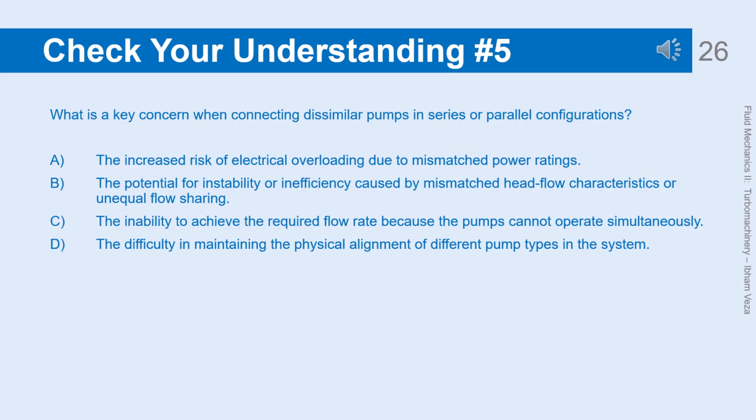Option A. Electrical overloading is not typically the primary issue when combining pumps. The main concern lies in hydraulic performance mismatches. Option C. Pumps can usually operate simultaneously, but mismatched characteristics can lead to inefficiencies or danger rather than inability to meet flow rates. Option D. Physical alignment may require attention, but is not the critical issue in terms of operational stability or efficiency. The primary concern is hydraulic compatibility.